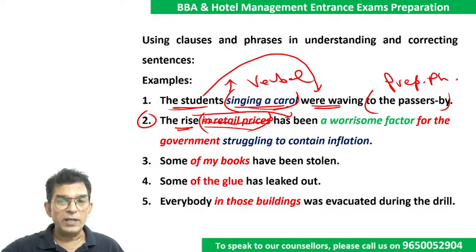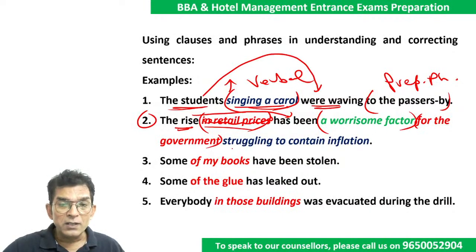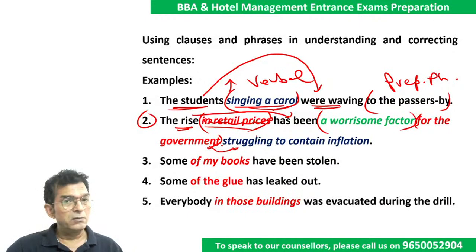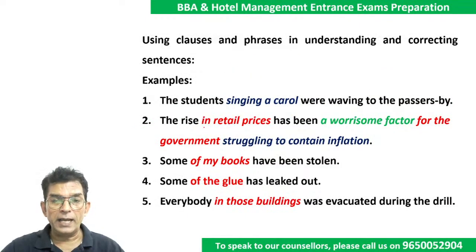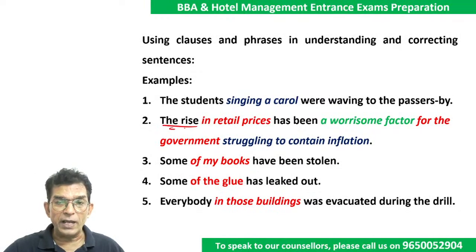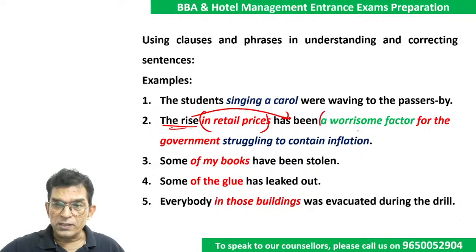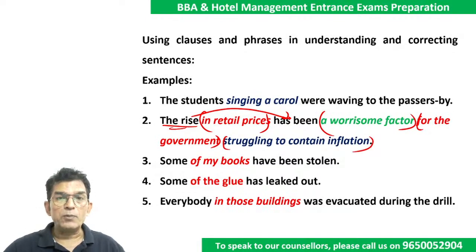So the rise has been a worrisome factor is a noun phrase. For the government is a prepositional phrase. Struggling comes without a helping verb. Therefore, this is a verbal phrase. Done. Again, in the entire sentence, such a long sentence, we have only one clause and all the others are phrases, different kinds of phrases. Okay, now come to the next one.